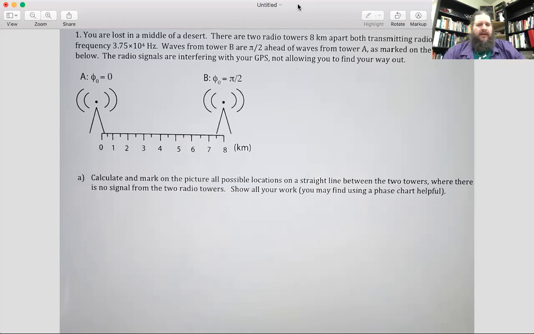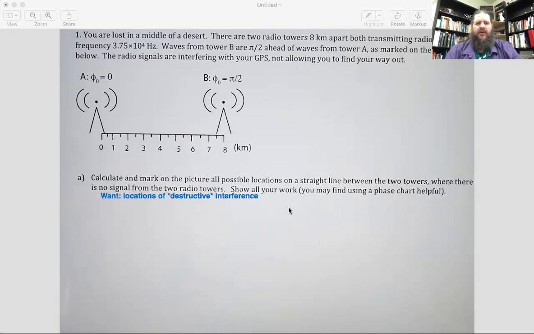Okay. And if we're specifically trying to figure out locations between the towers where there's no signal, what kind of interference are we looking for there? You said if there's no signal? Yeah, if we want no signal at all. Destructive, right? Yeah, we want destructive interference. That is, we want to find some locations where the two waves completely cancel each other out, so you get no oscillation at all.